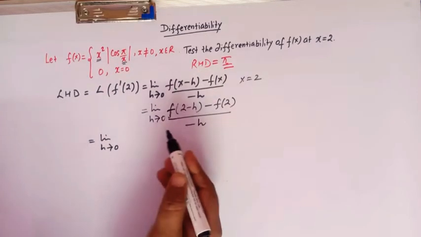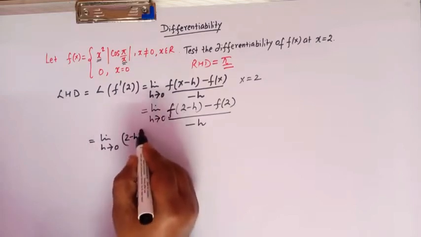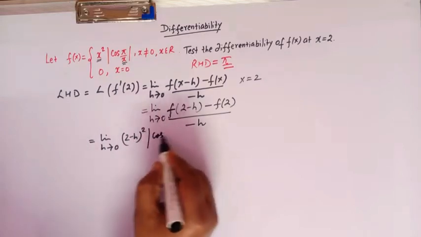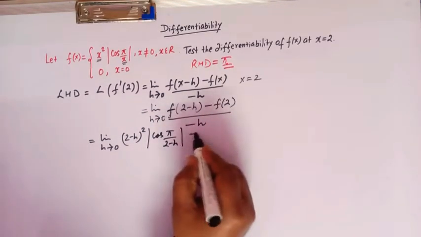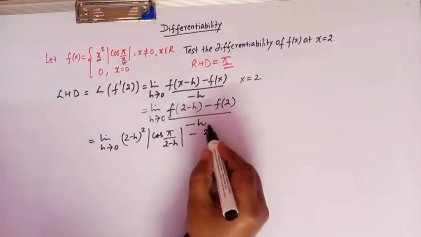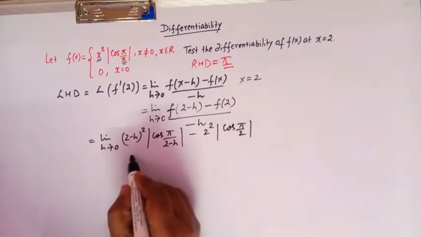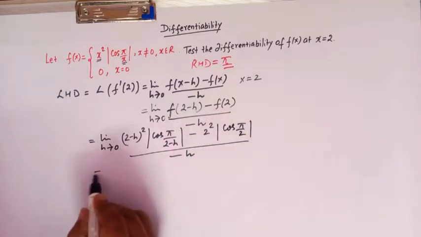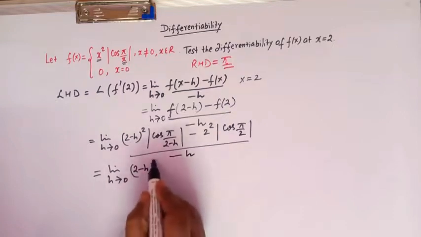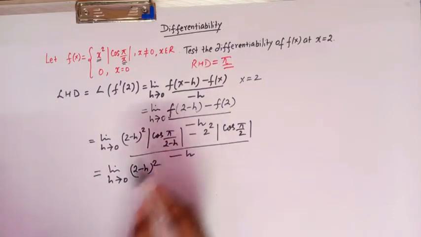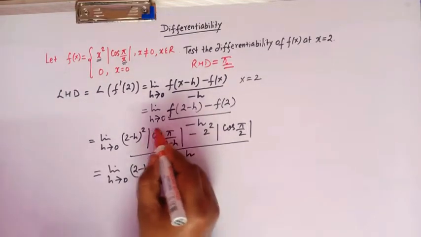So as we have done in the previous step, we have here (2 minus h) square times mod of cos of (pi over 2 minus h), and then we have f of 2, so this is 2 square times mod of cos of (pi over 2), and divided by minus h. Now here we have limit h tends to 0, (2 minus h) square. Now viewers, here let us take a close look at this expression.